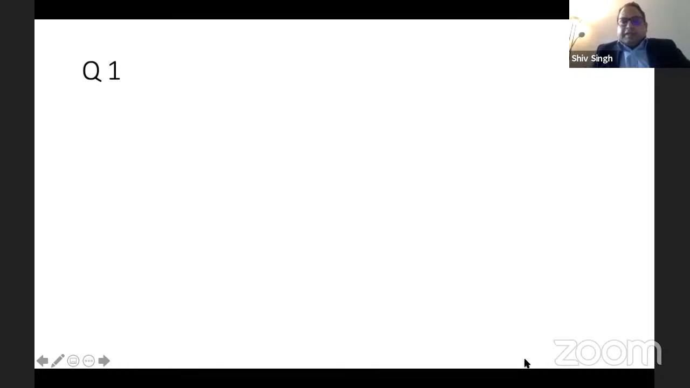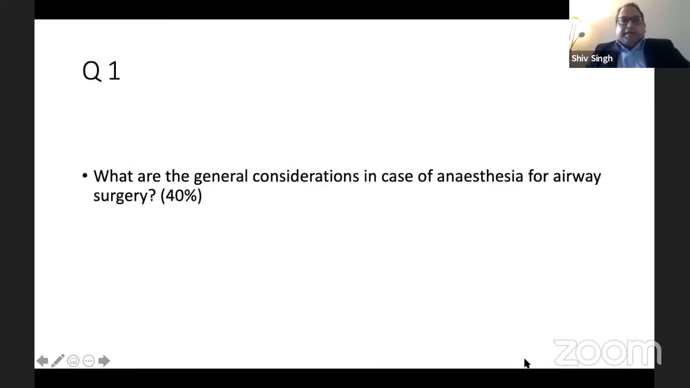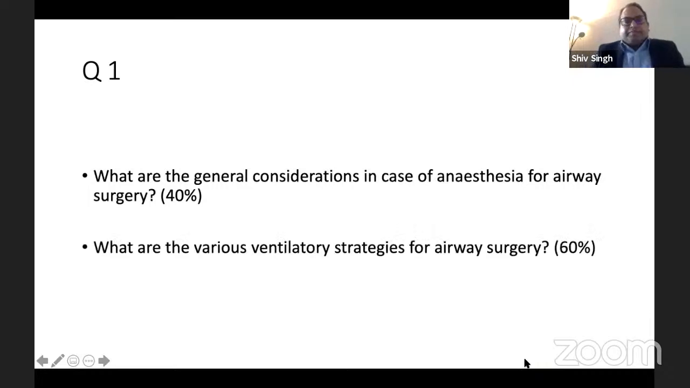So the first question is on airway surgeries, and the question has two parts. First part is, what are the general considerations in case of anesthesia for airway surgery? This carries around 40% of the marks. And what are the various ventilatory strategies for airway surgery? This has 60% of the marks.